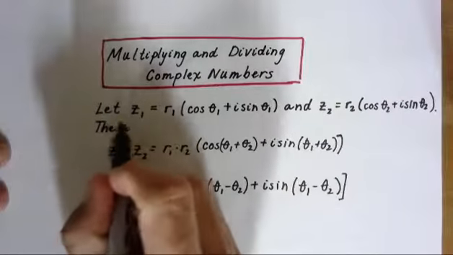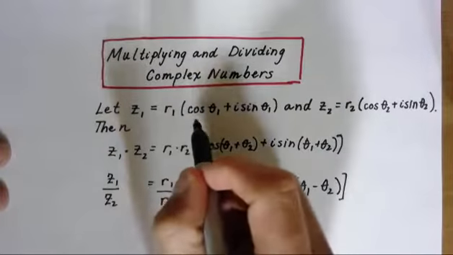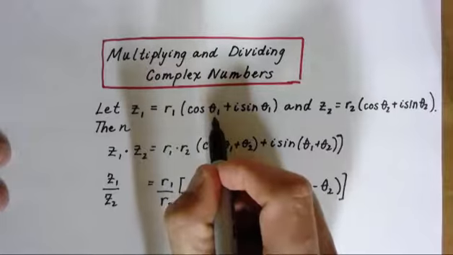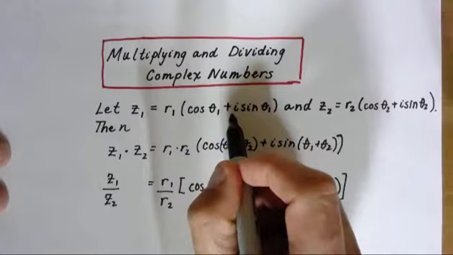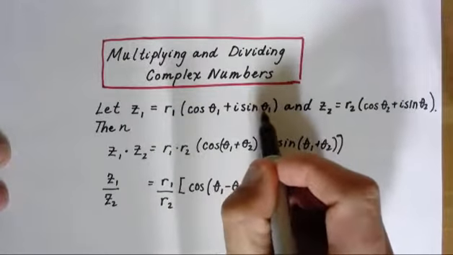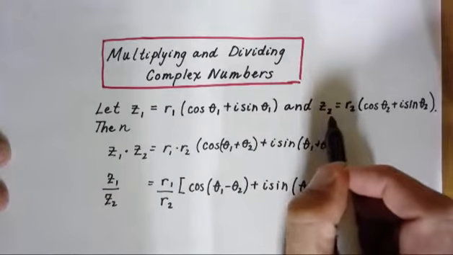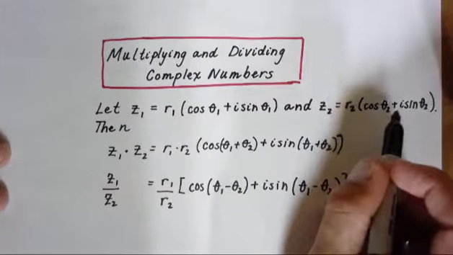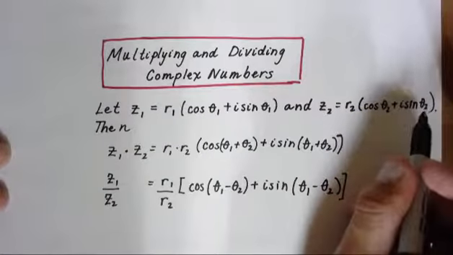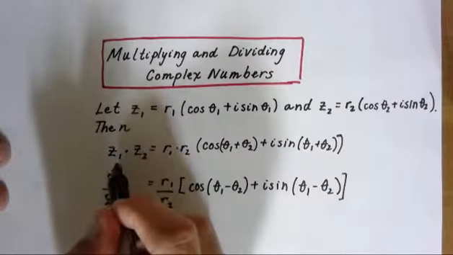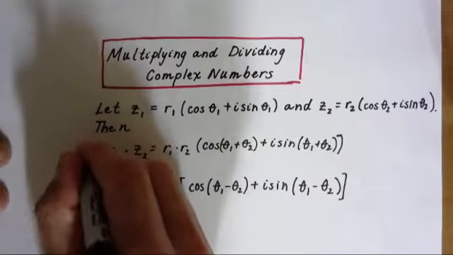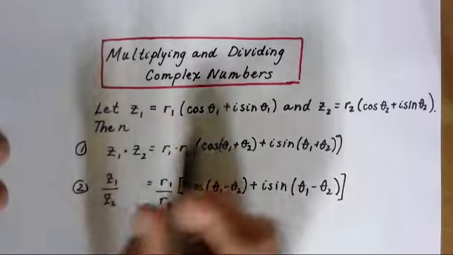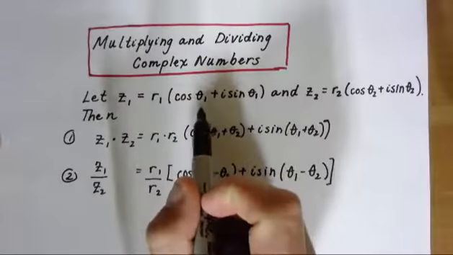So let's say we have z1 is equal to r1 times the quantity cosine theta sub 1 plus i times sine theta 1, and z2 equals r2 times the quantity cosine theta sub 2 plus i sine of theta sub 2. So then you can either multiply them or divide them, and this is how you do it. And notice these are complex numbers in polar form.